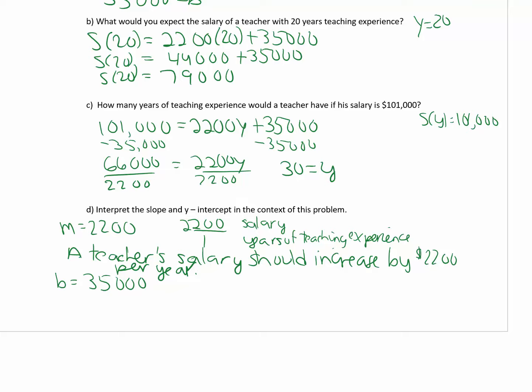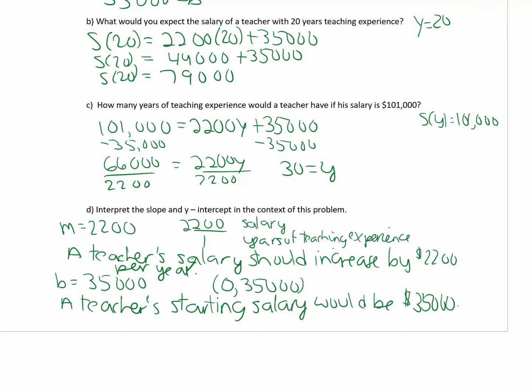Okay, the y-intercept, I can write this as an ordered pair. Again, this is years of teaching experience, and that's a salary. So in other words, a teacher's starting salary should be $35,000. So let's write that out.